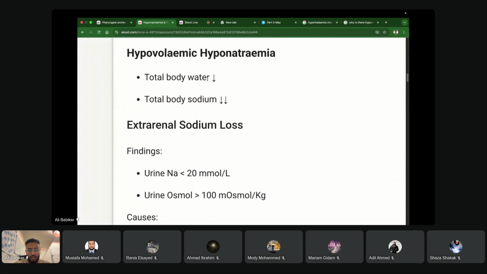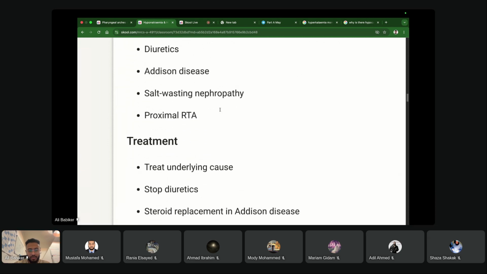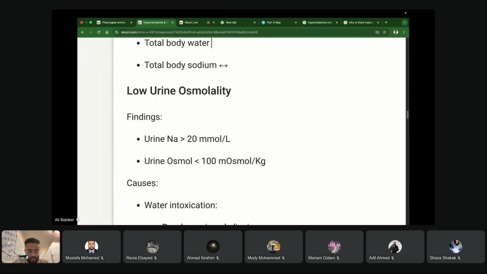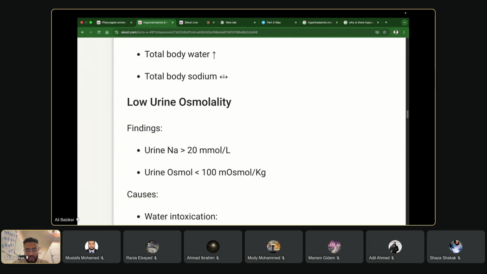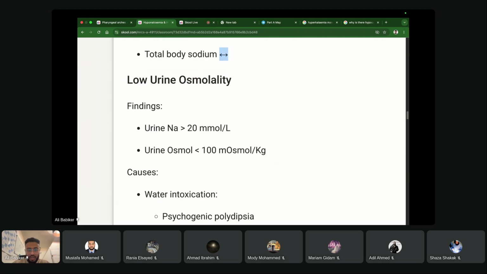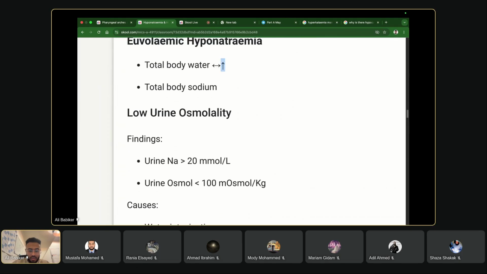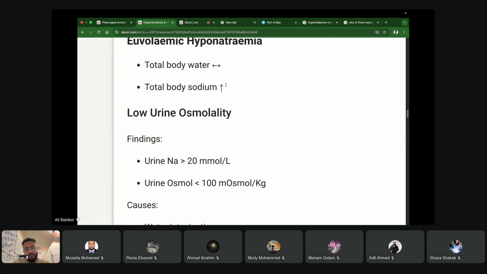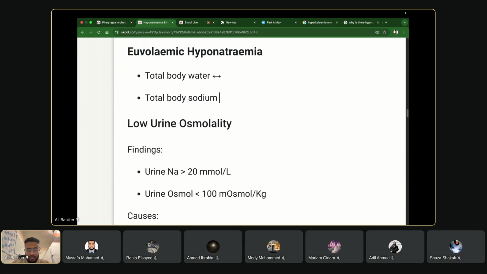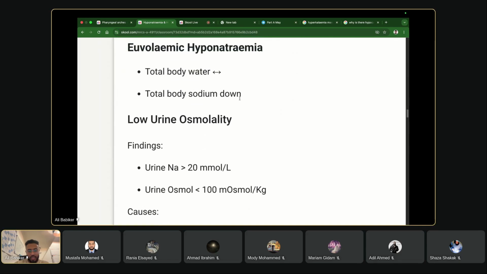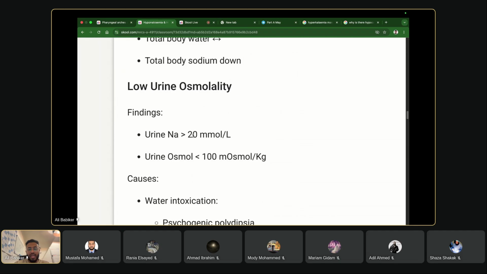Hypovolemic, we spoke about that. Total body water and total body sodium. Total body water is, sorry guys, come on, then I reverse this one. This should be here, and this should be down there. Total body sodium. No, down. All right. So the total body water is the same. Total body sodium is down. There will be low urine osmolarity. Finding the urine sodium will be more than 10 millimole.